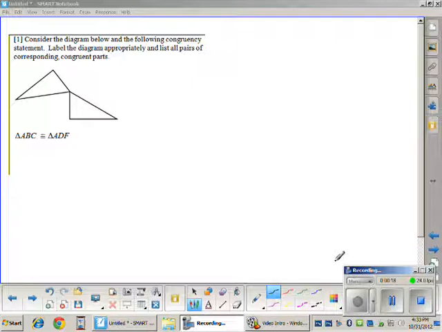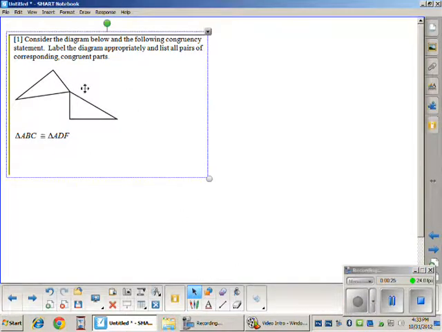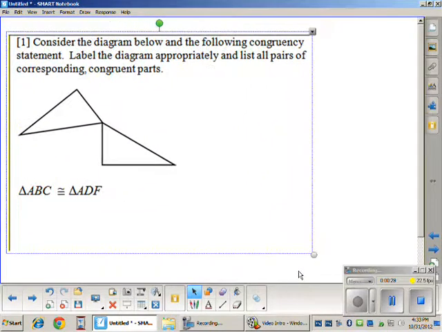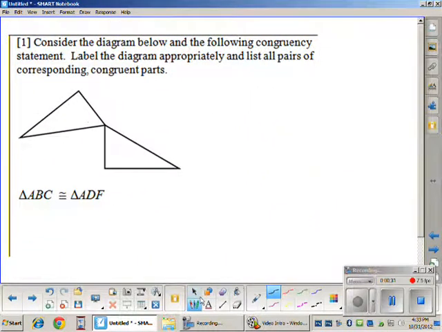So consider this diagram below and the following congruency statement. Label the diagram appropriately and list all pairs of corresponding congruent parts. So we can actually do the second part of this without labeling it, but labeling it makes it so much easier. So let us do that.